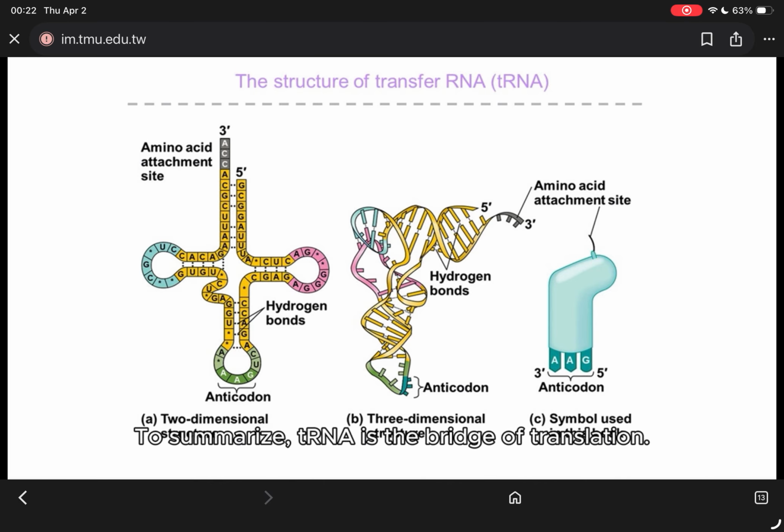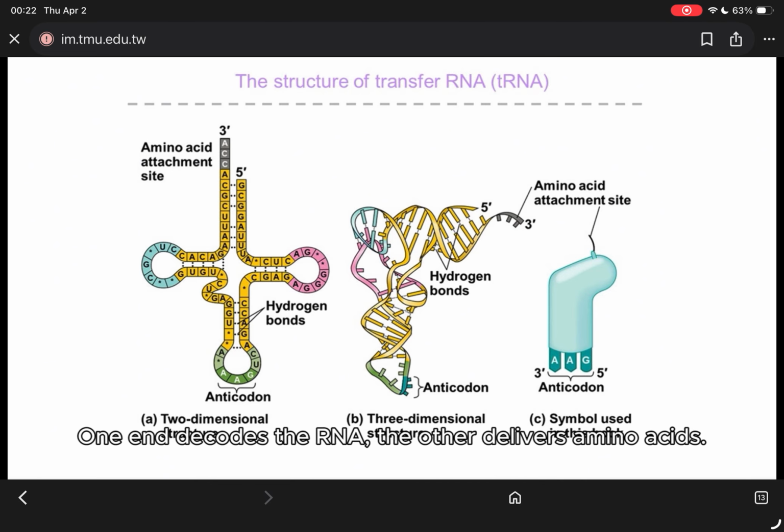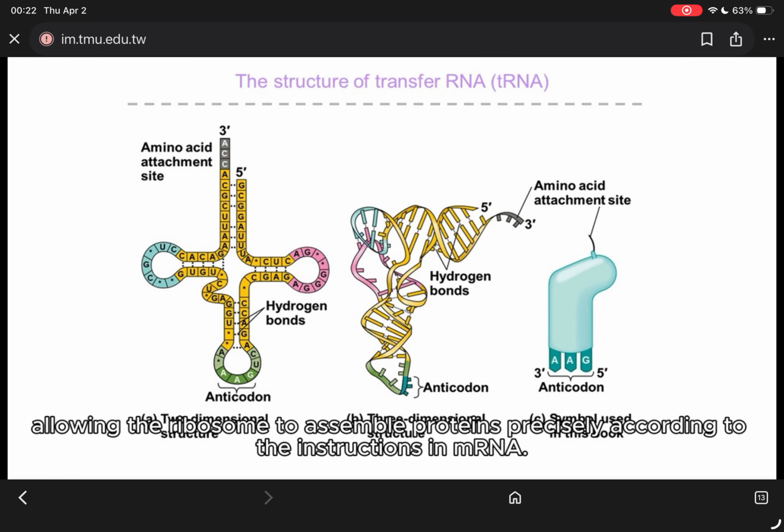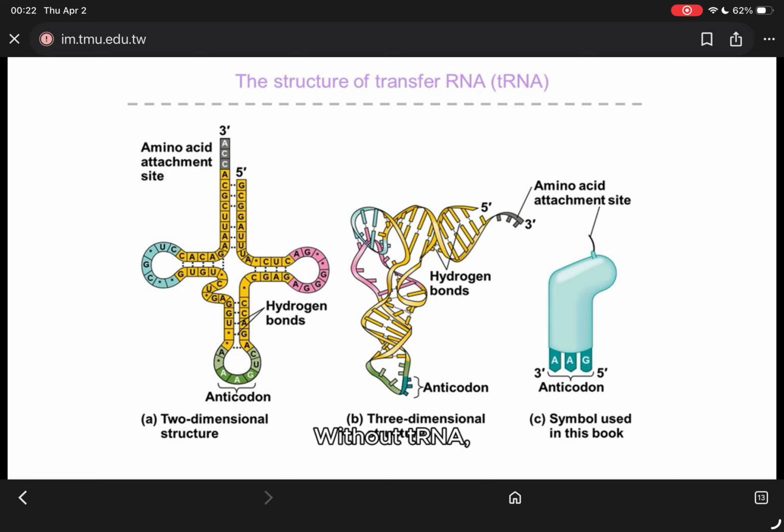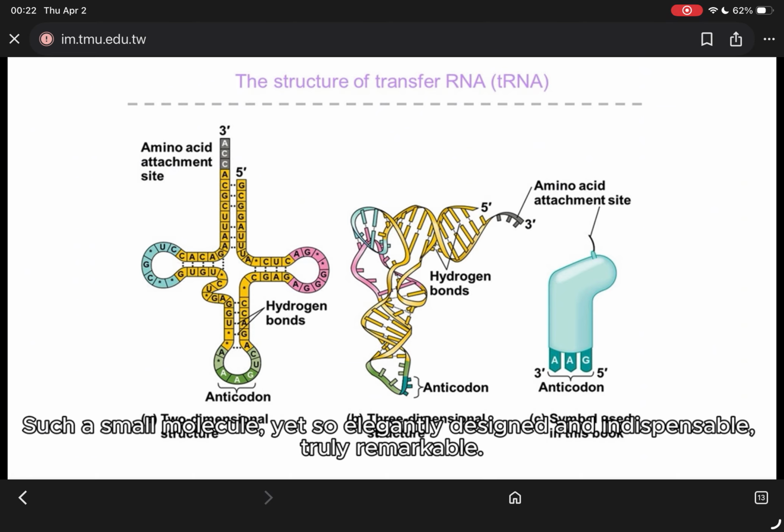To summarize, tRNA is the bridge of translation. One end decodes the RNA, the other delivers amino acids, allowing the ribosome to assemble proteins precisely according to the instructions in mRNA. Without tRNA, the entire protein factory would grind to a halt. Such a small molecule, yet so elegantly designed and indispensable, truly remarkable.